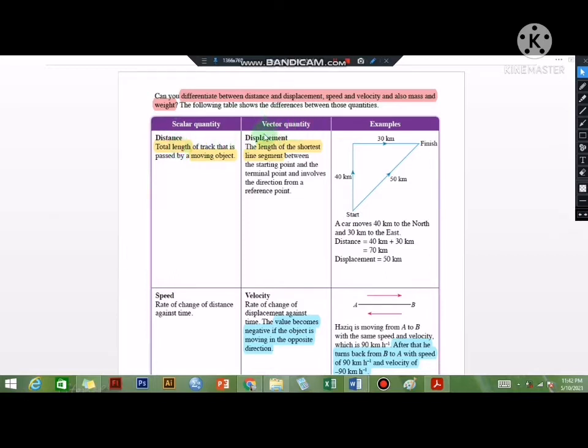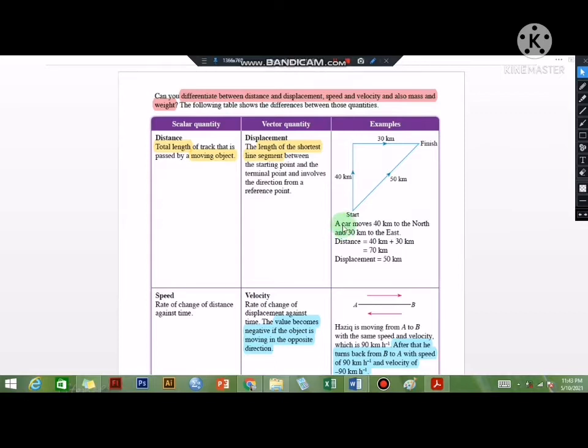Okay, let's look at the vector quantity, displacement. Displacement is a quantity that can be classified as a vector quantity. Why? Let's look at the definition of displacement. Displacement is the length of the shortest line segment between the starting point and the terminal point, and it involves the direction from a reference point. So we consider displacement a vector. Let's look at the example beside here.